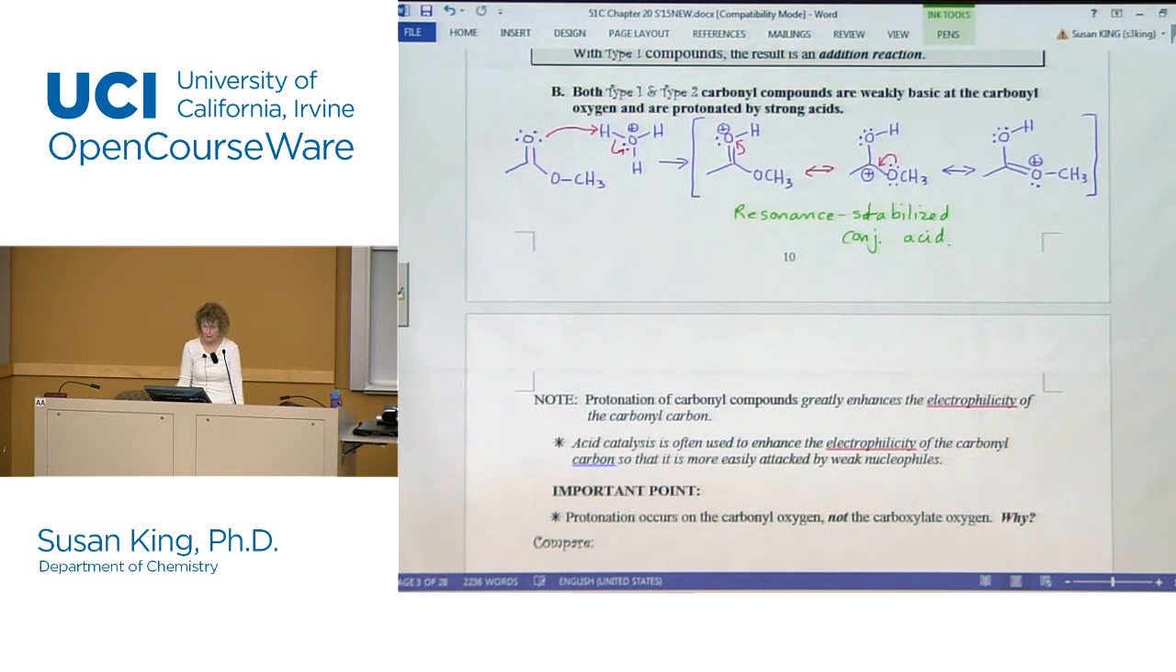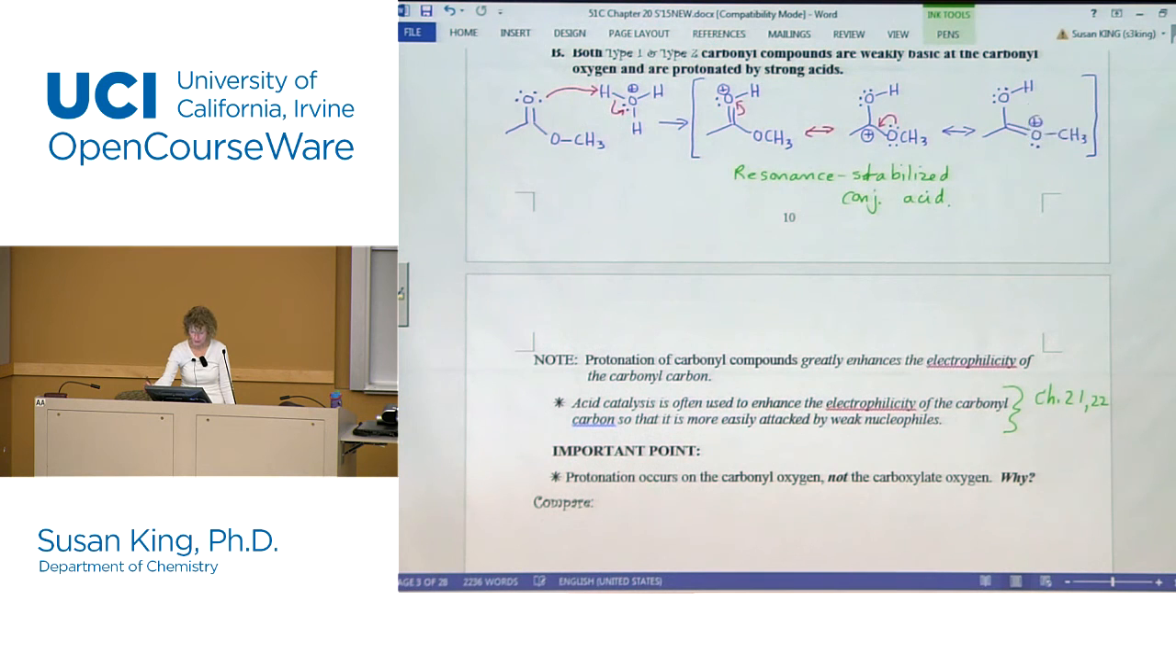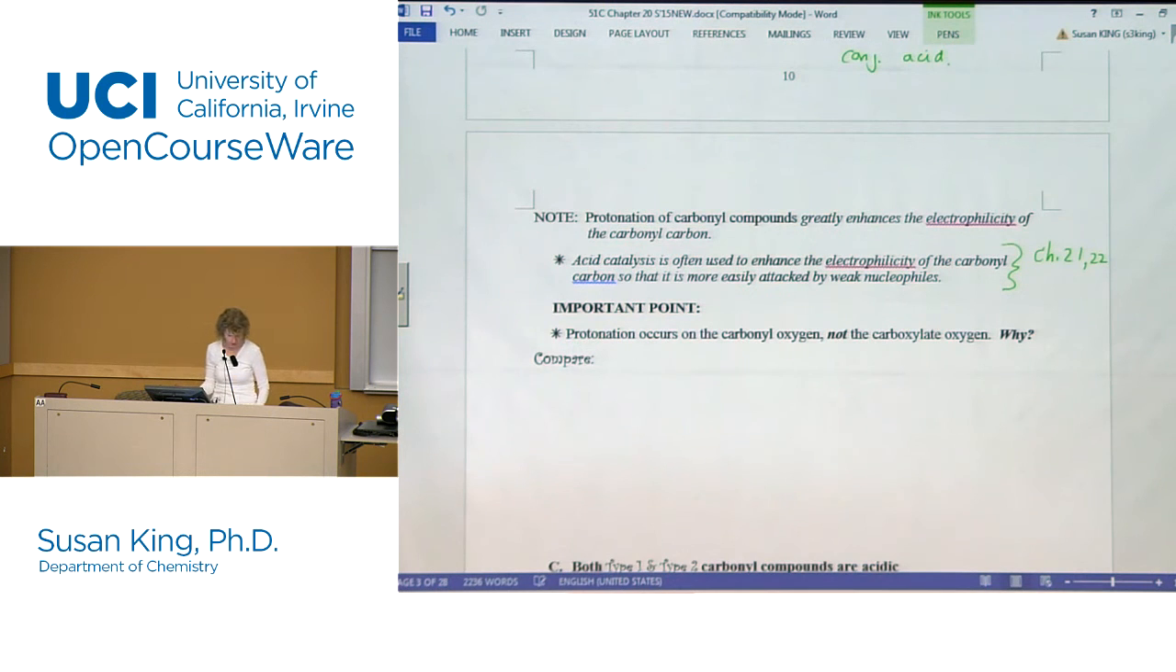When you do protonate the carbonyl oxygen, you greatly enhance the electrophilicity of the carbonyl compound. Okay, so that's a big deal. And so acid catalysis is often used to enhance the electrophilicity of the carbon so that it's more easily attacked by weak nucleophiles. So where we're going to see this is in chapter 21 and chapter 22. We're not going to really see acid catalyzed reactions in this chapter, chapter 20. But again, I want to go back to the point of why protonation occurs at the carbonyl oxygen, not the carboxylate oxygen. Let's draw the product if you protonate.